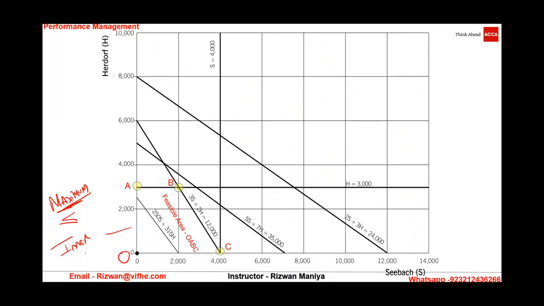Friends, are you ready to see the magic? Say yes. Are you ready to see the magic? Ready? Okay, so let's see. How will I find the optimum point through this ISO line? Okay, so I'm sure you have never seen something like this before.